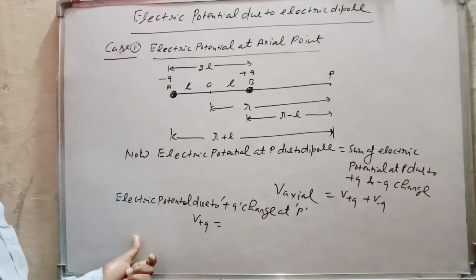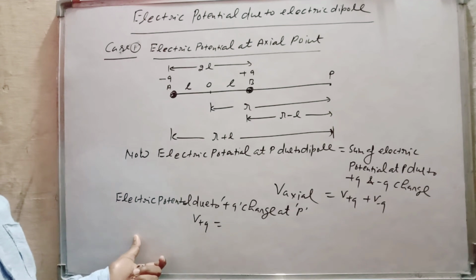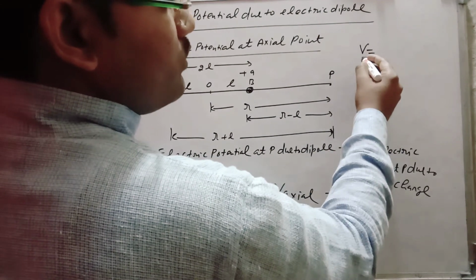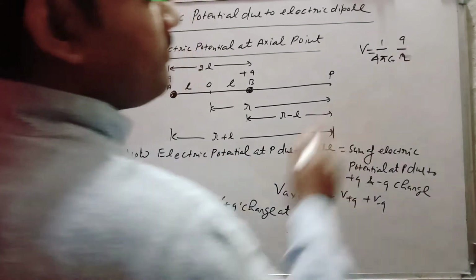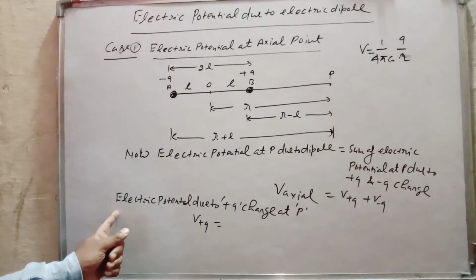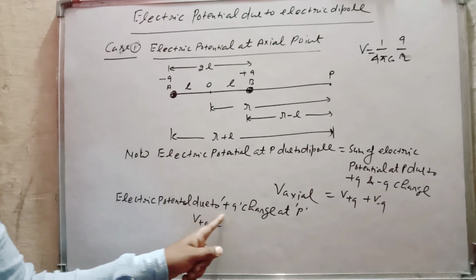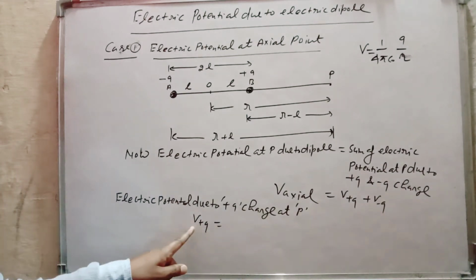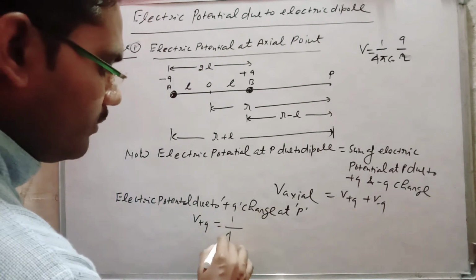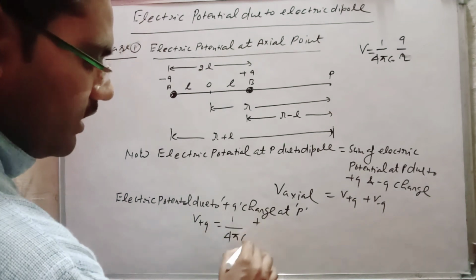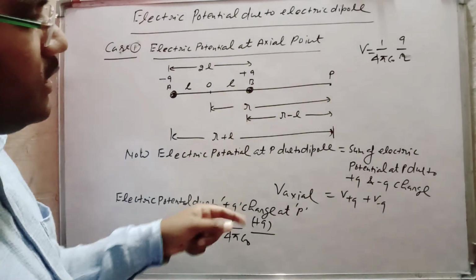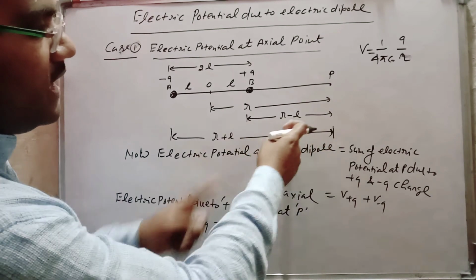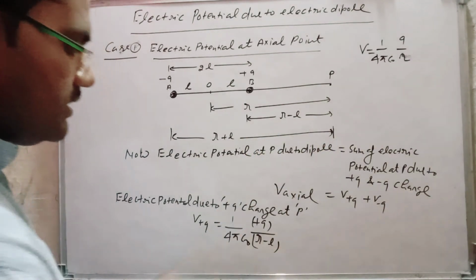In the previous lecture, we derived the expression for electric potential due to a point charge. Electric potential due to a point charge, V is equal to 1 divided by 4 pi epsilon naught, Q by R. Now here we write the expression for electric potential due to plus Q charge at P. That means V plus Q is 1 divided by 4 pi epsilon naught, plus Q, and the separation between plus Q charge and P. Now the separation between plus Q charge and P is R minus L. This one is R minus L.